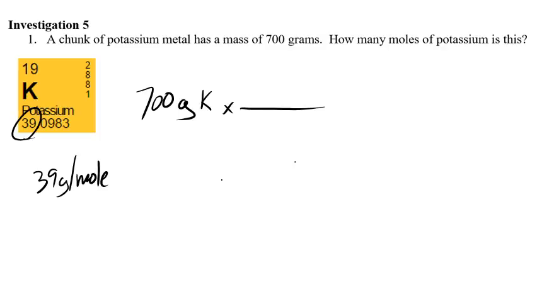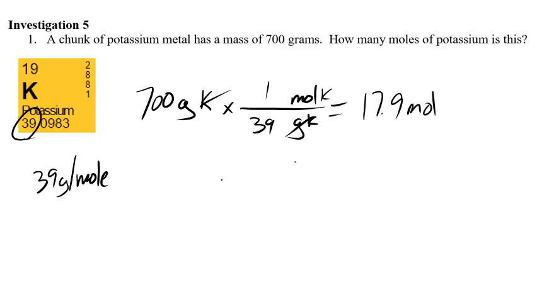700 grams of potassium. We're going to set this up with grams on the bottom and moles on top so that grams will cancel. Turns out that's our 39 grams of potassium is 1 mole. We can cancel. And 700 divided by 39 is about 17.9, in this case, moles of potassium.